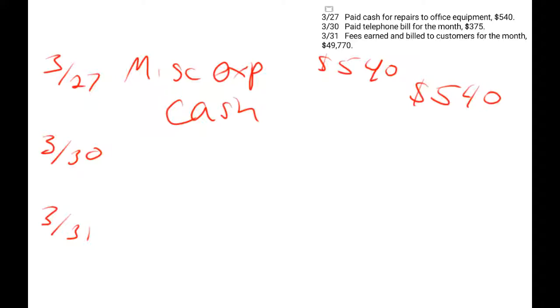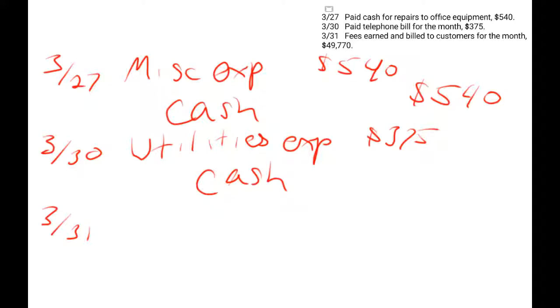On March 30th, we paid the telephone bill for the month, $375. A telephone bill is considered a utilities expense, so we will debit utilities expense of $375, and we're paying in cash, so that would be a credit to cash of $375.